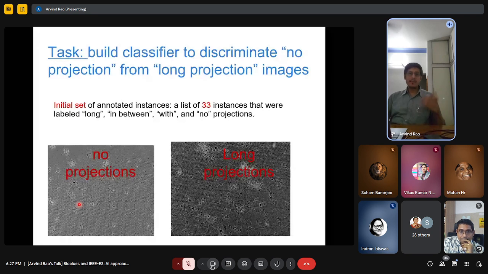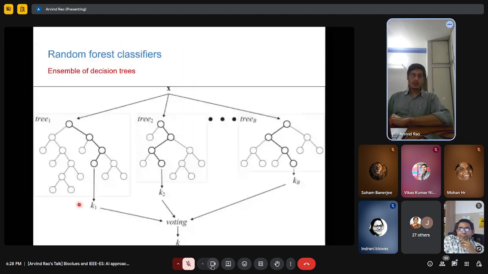With these 33 examples, we built a random forest classifier. You could use anything that you like, my favorite is random forest for a variety of reasons, including the fact that it gives you cross-validation for free, it does a lot of bootstrapping, all those kinds of things. So I used a random forest classifier to train a model based on these 33 instances, right? And now I can run this model loose on all of the remaining data.